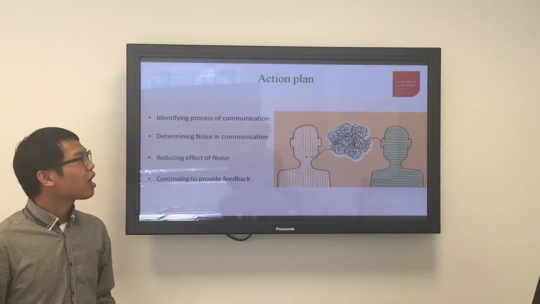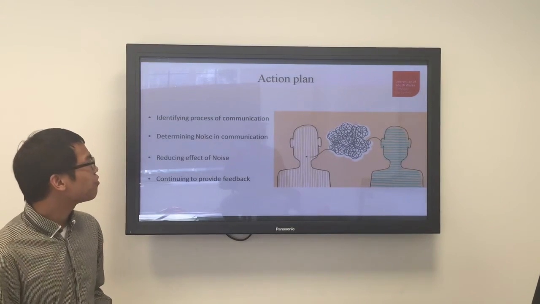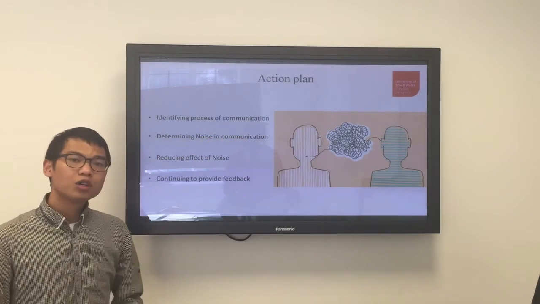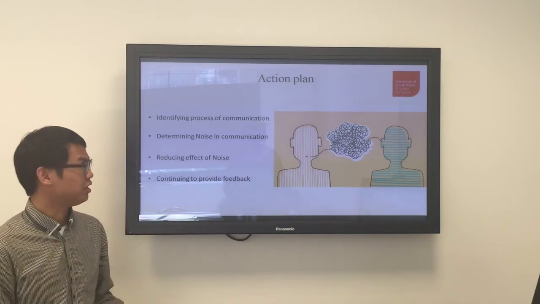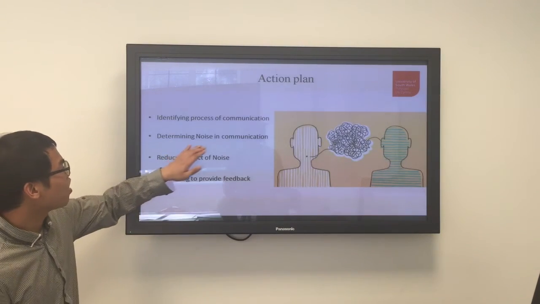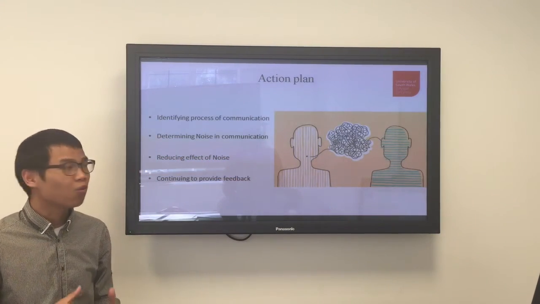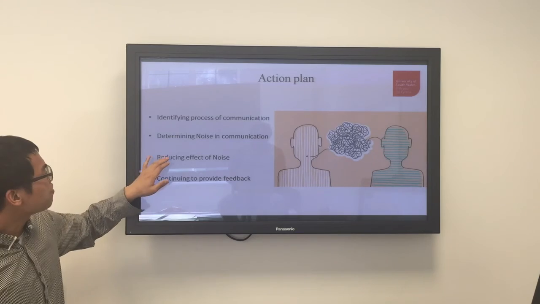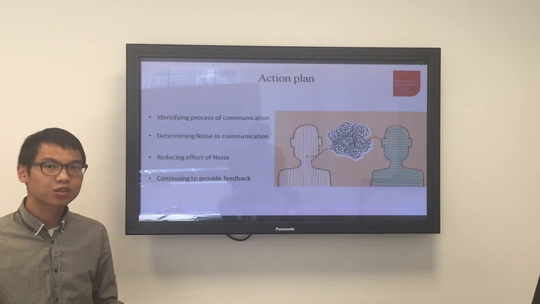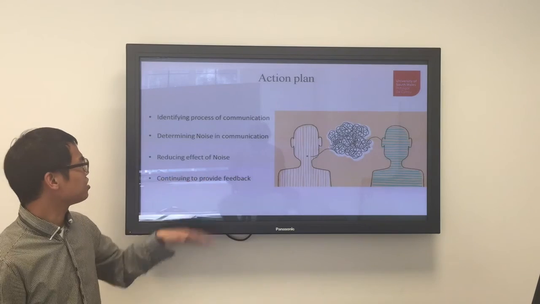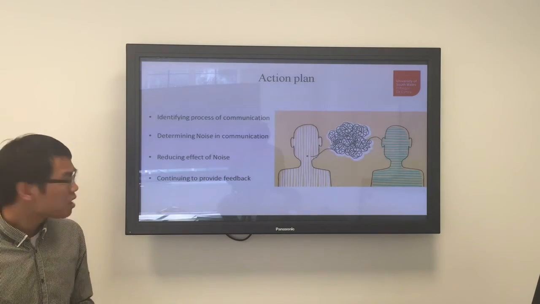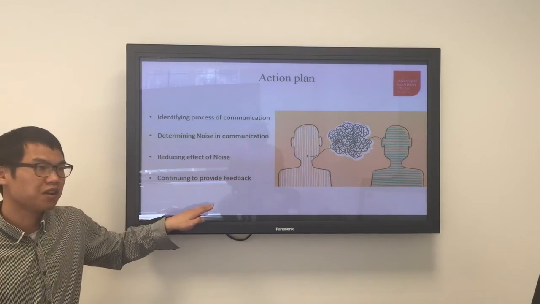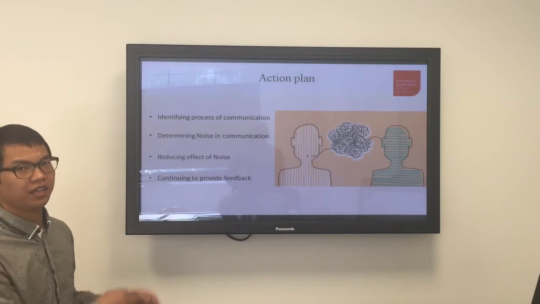In the future, as an action plan for us, the first thing in the communication issue is to identify the process of communication. Try to make the process simple and clear. Second is to determine noise in communication. Try to find out what noise might appear in communication. Third is reducing the effect of noise. Seek solutions to reduce the effect of noise. And finally, continuing to provide feedback to each other. Make sure the information is received in the exact way the sender intended.